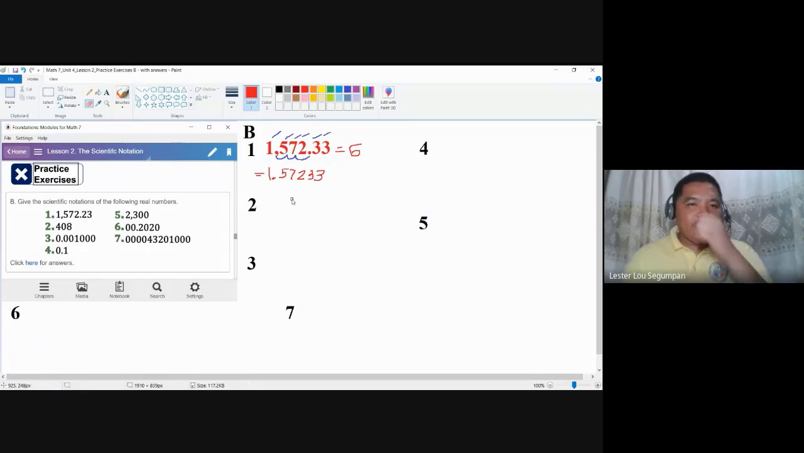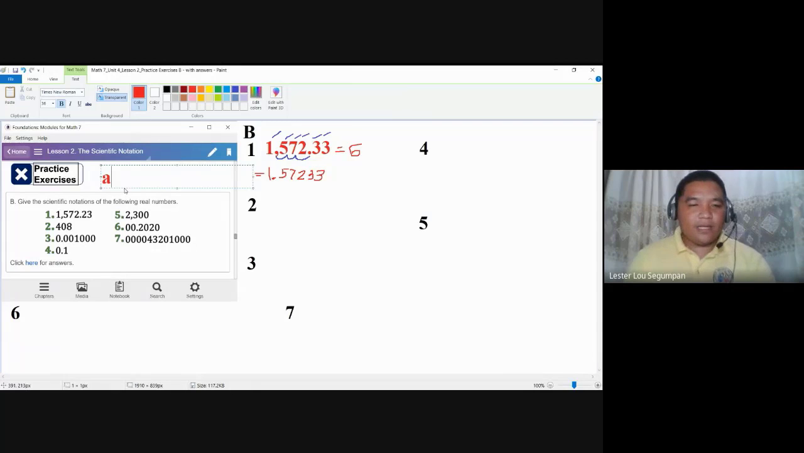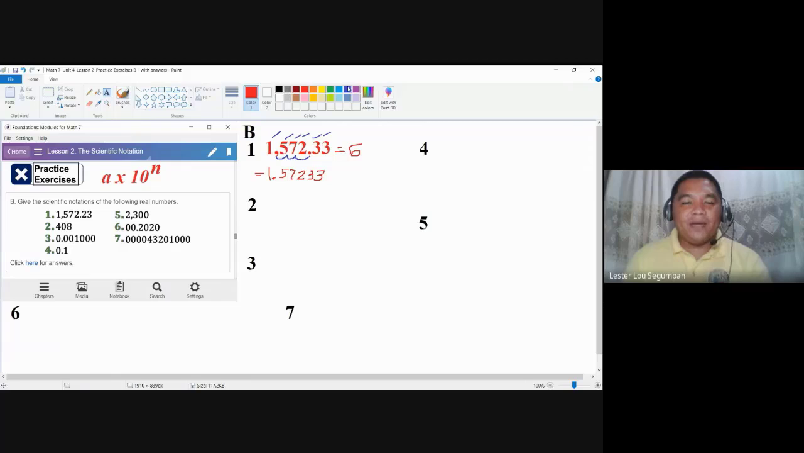But the scientific notation is basically in the form of A times 10 to the power of n. N means the number of movements your decimal point took. A will be the resulting value here. So 10 is just a multiplier here. So this would be equal to, okay, let's continue, number 1 times 10 to the power of how many steps? 3. 1, 2, 3. So you have here 3 steps.